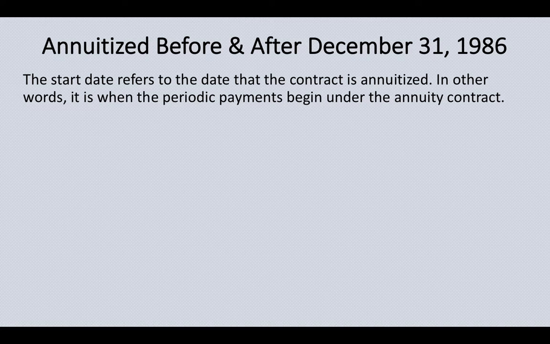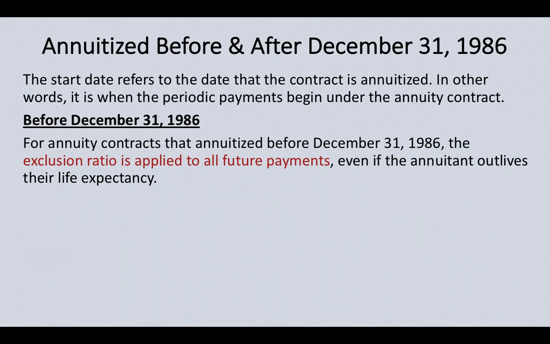annuity is annuitized before 1986, this is a little different situation. For an annuity contract annuitized before December 31st, 1986, the exclusion ratio is applied to the full future payment, even if the annuitant outlives their life expectancy. For a fixed annuity, you call it the exclusion ratio. For a variable annuity, it's the exclusion amount.